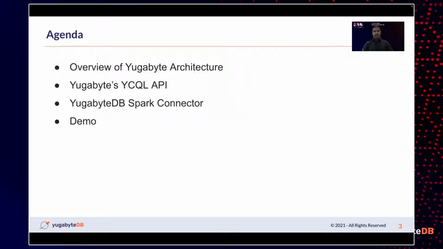Today's agenda is we're going to cover an overview of Yugabyte architecture. I know in the last couple of days, we have covered Yugabyte architecture a few times. I'll just go through quickly if anybody missed them. We are also going to cover the Yugabyte YSQL API and additional features that are coming with it. And we will cover what the Yugabyte DB Spark connector is and how we can use it to connect between Spark and Yugabyte. At last, we will show you a quick demo on how to use and build Spark applications with Yugabyte database.